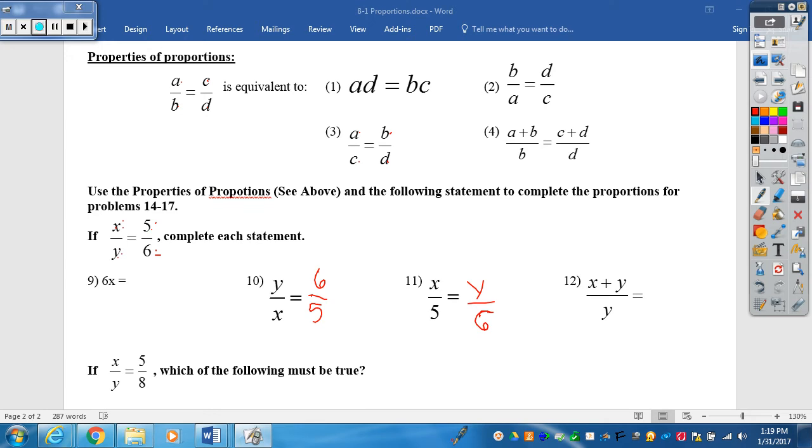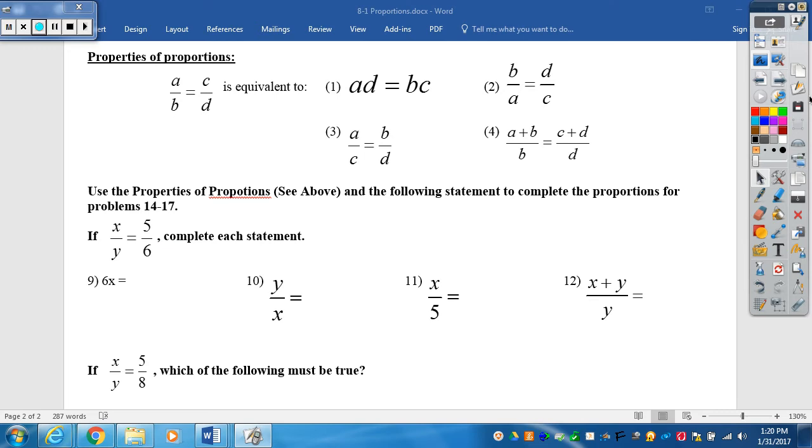The next one is x plus y over y. And this is the one that usually confuses some students. If we do x plus y over y, that's the same thing as saying 5 plus 6 over 6. Now, if you'd like to simplify that and put 11 over 6, I'm okay with that. I understand where you're getting those numbers from. So either one of those would be acceptable there.